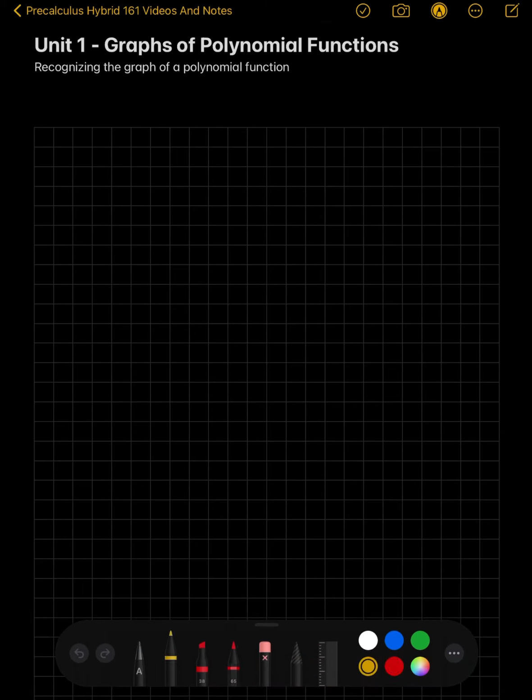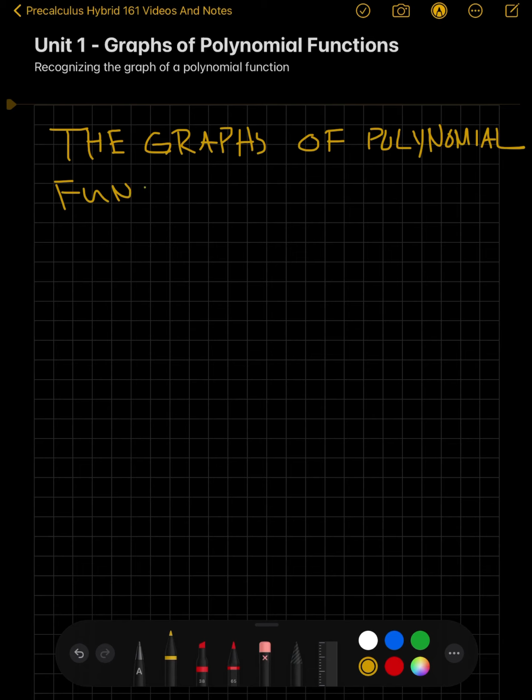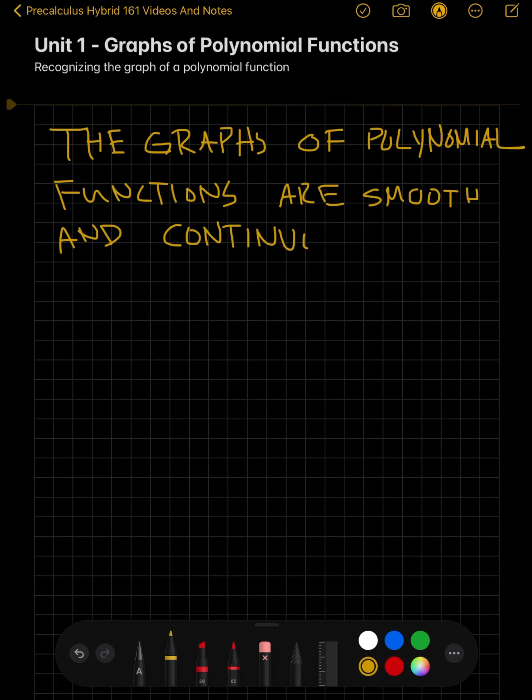To start off, I'm just going to tell you two characteristics that the graphs of polynomial functions have. The graphs of polynomial functions are smooth and continuous. Okay, well, that's nice, but what does that mean, right?